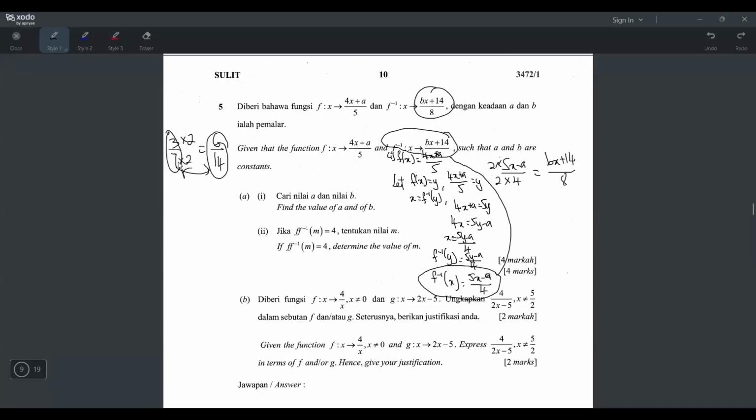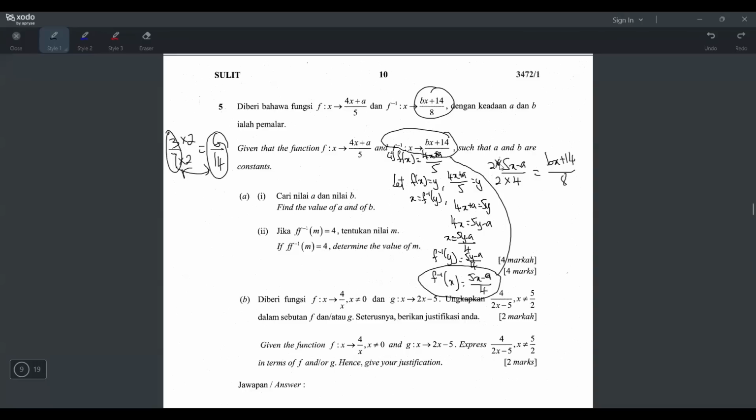It means you can darab with any number you want. You can take the fraction, darab anything you want. Just make sure atas pun darab benda sama, bawah pun darab benda sama. As long as you do it for atas bawah, then you will get the same thing. In the end, you will get the same thing, right? So if I want to times 2 bawah, atas pun kena times 2.